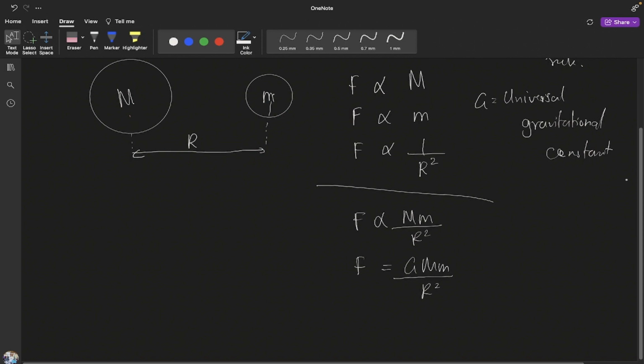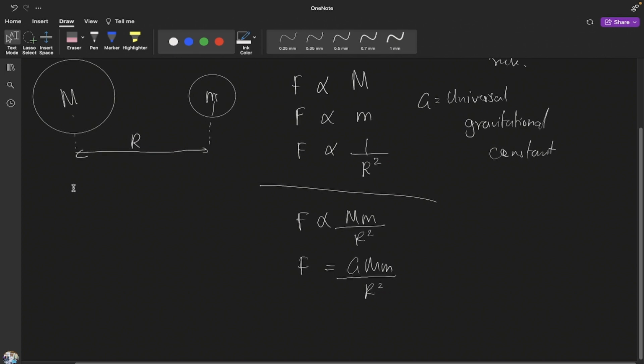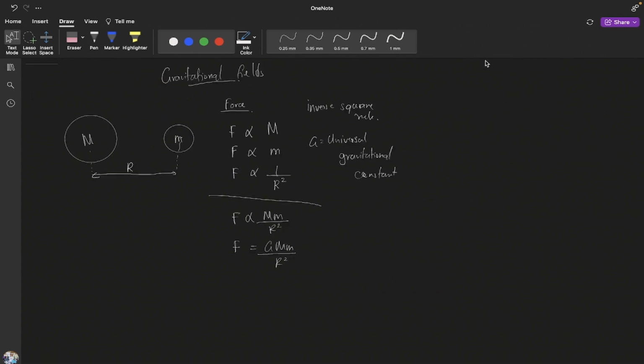Okay, the next thing we are going to learn is gravitational acceleration or gravitational intensity. Gravitational intensity, or in other terms, gravitational acceleration.